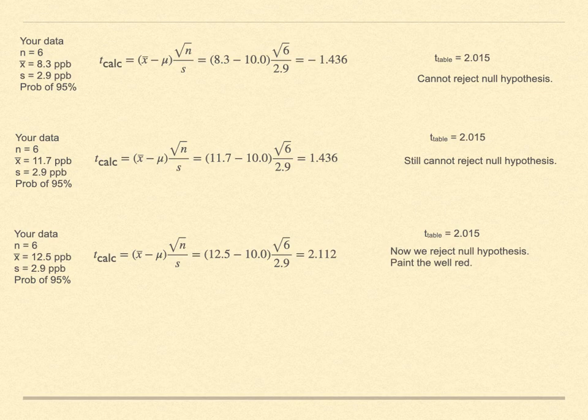One last variation. What if you still had 11.7 ppb sample average, but used a more precise technique so that the standard deviation was 1.9 ppb instead of 2.9.